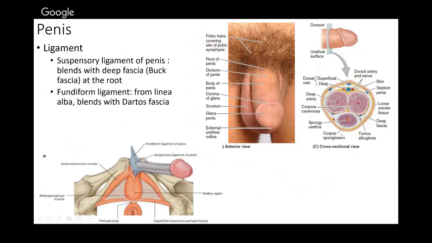The significant thing with this is if you have damage or an injury to the spongy part, the corpus spongiosum, then you might have a urine leakage from the ventral part of the penis. Any damage to the corpora cavernosa would not cause any urinary leakage unless it also involves the corpus spongiosum. And that's that.